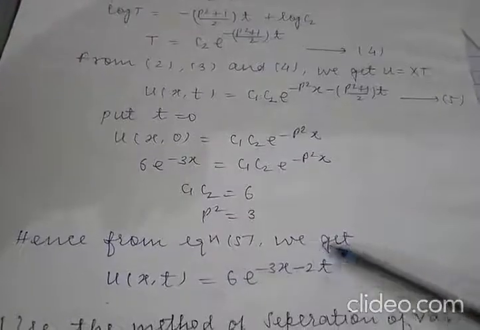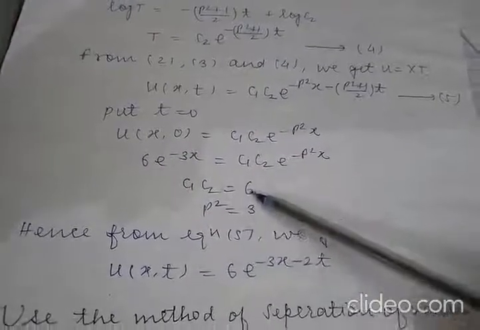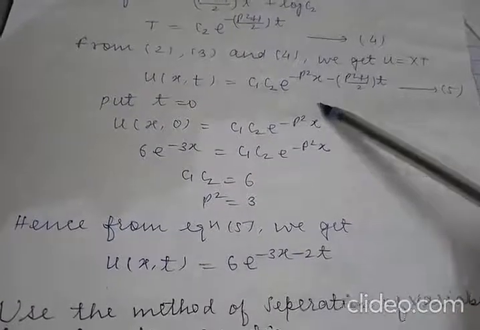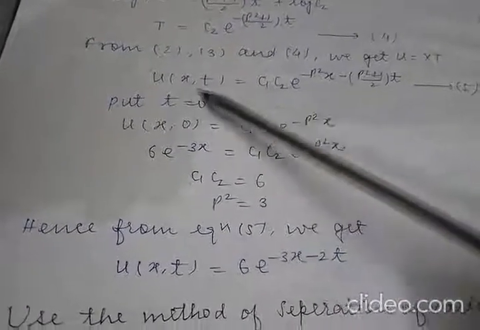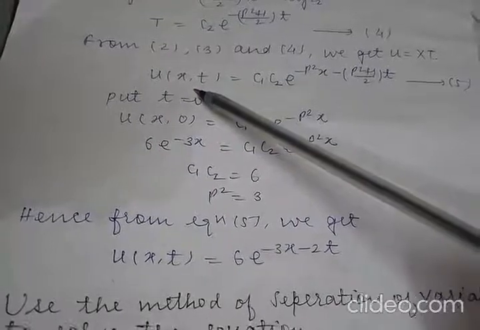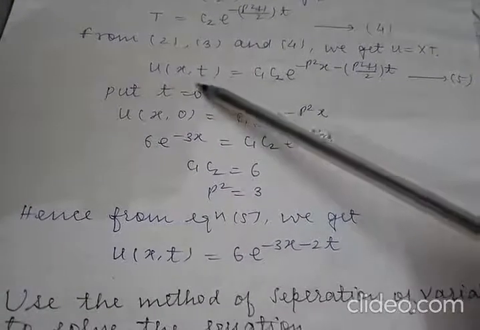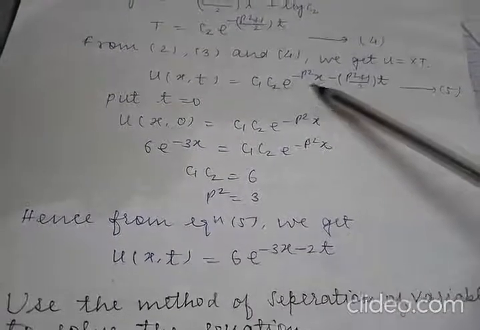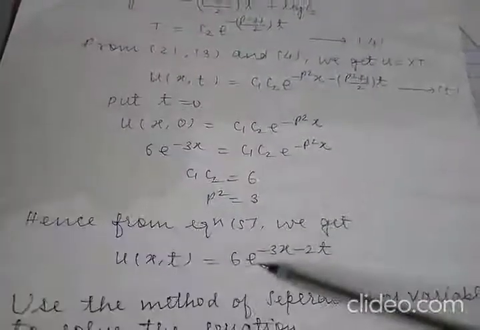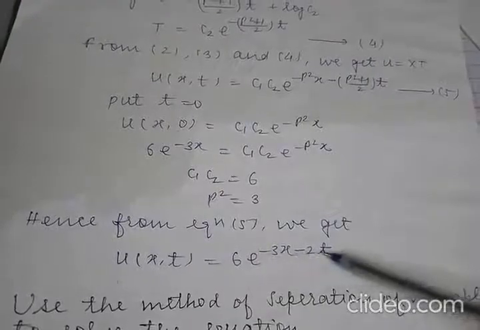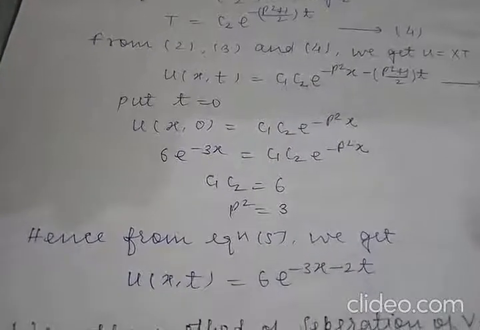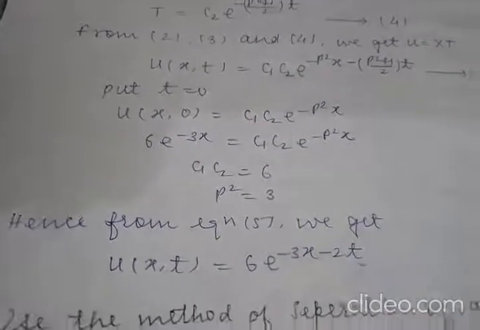Hence from equation 5 we will substitute these values, c1 c2 is equal to 6 and p square is equal to 3, in equation 5. We will obtain the solution of the given differential equation, that will be u of x, t is equal to 6 e to power minus 3x minus 2t. So in this way we can find the solution of the given differential equation by the method of separation of variables.